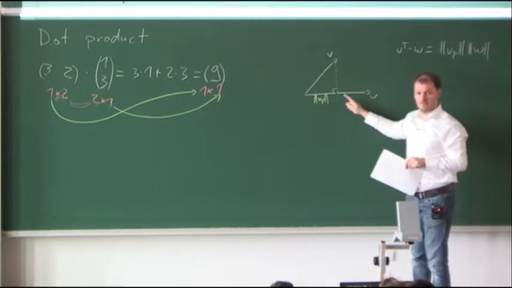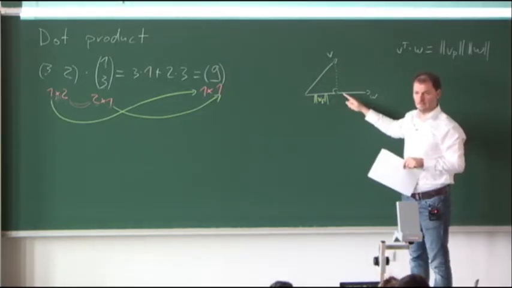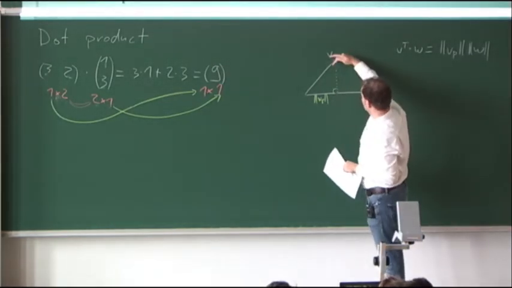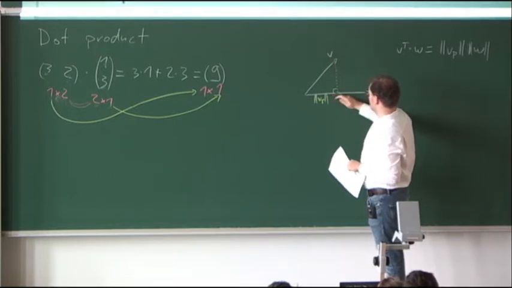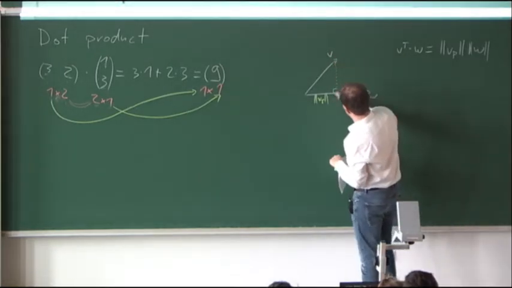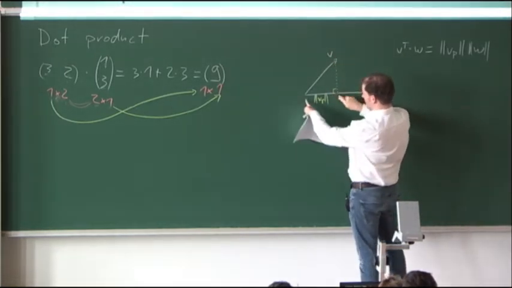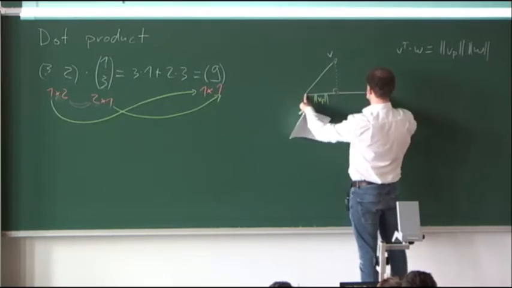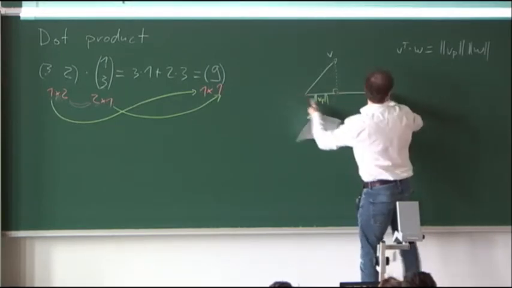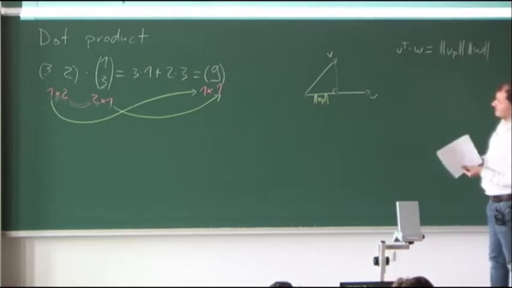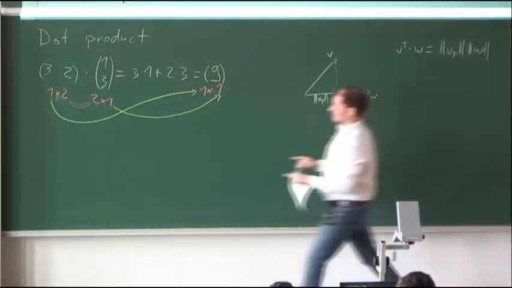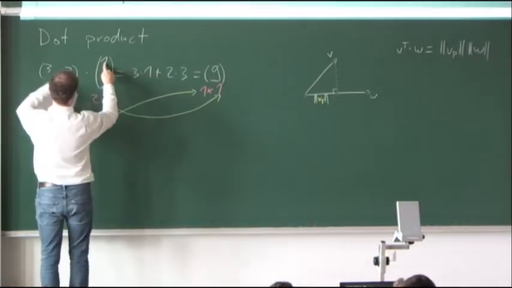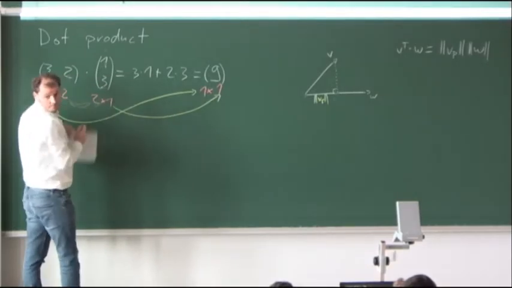Who understood this? Okay. So you take this vector V, you project it on the vector W. So you draw a line with a right angle. You take this length, you take the length of W, and you multiply both of them. And incidentally, the result is the same as if you do this. This times this plus this times this. It's just the same.